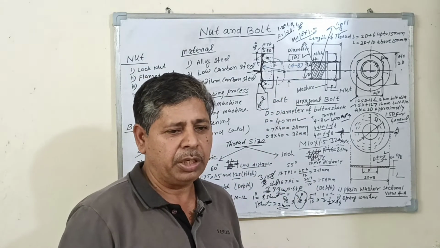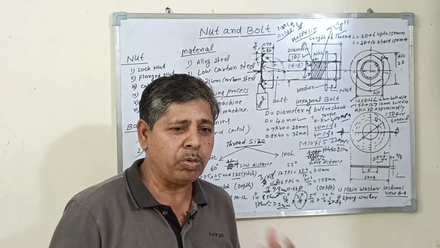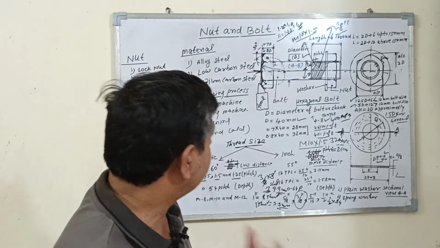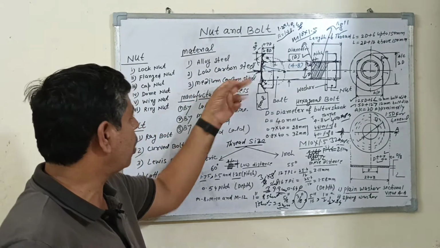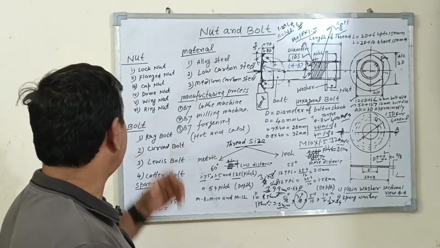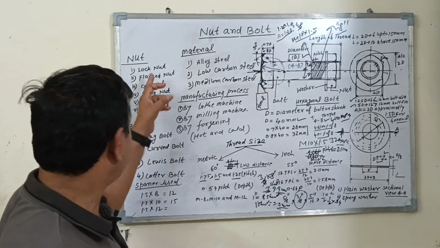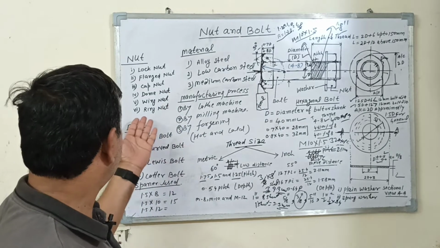It can be easily tightened with the help of different types of spanners, like open spanners and close-mouth spanners. The nut and bolt are made of alloy steel, low carbon steel, or medium carbon steel. Nuts are available in the market in different shapes and sizes, like lock nut, flange nut, cap nut, dome nut, wing nut and ring nut.